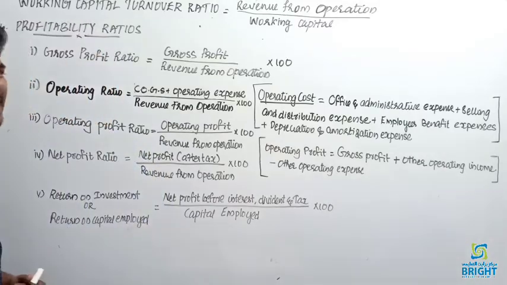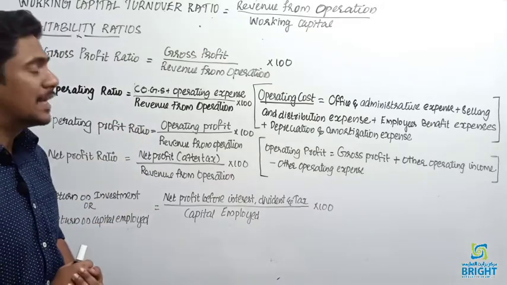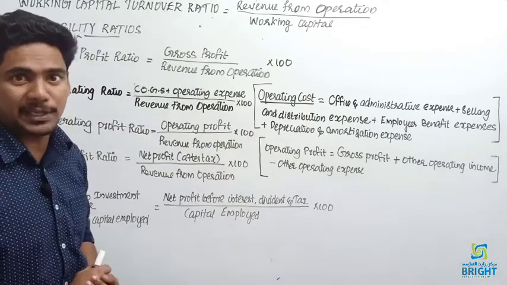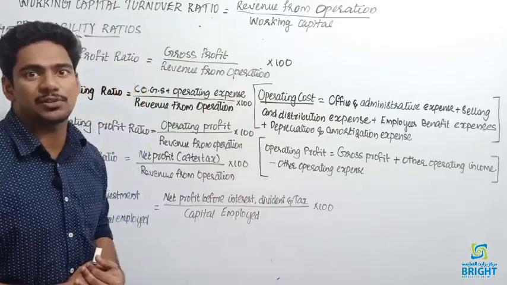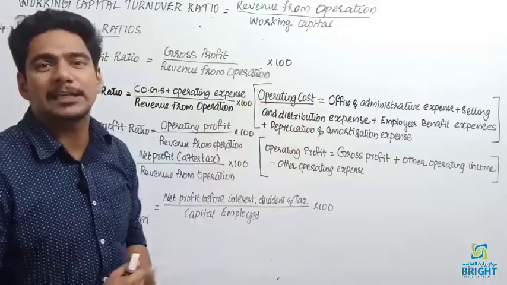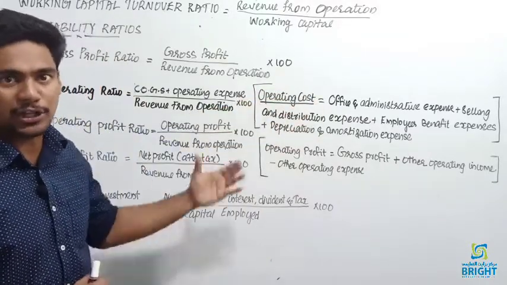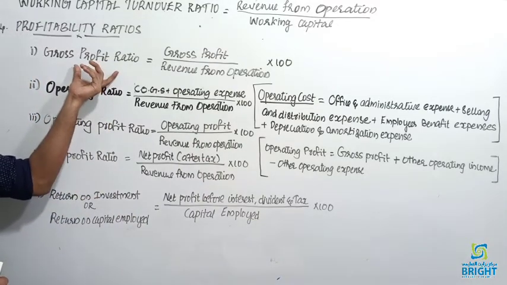Okay, see, next one is profitability ratio. In profitability ratio, the ratios you are expressing in terms of percentage. All the profitability ratios are expressed in terms of percentage. That's why you are multiplying with 100. All ratios you are multiplying with 100. First one is gross profit ratio.